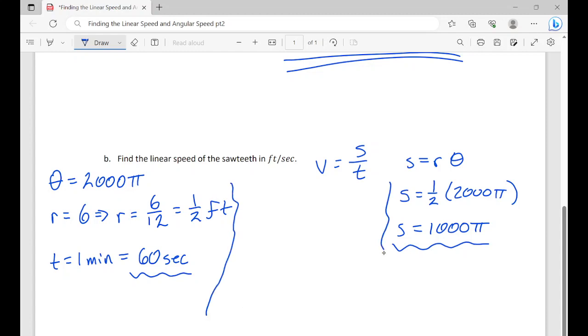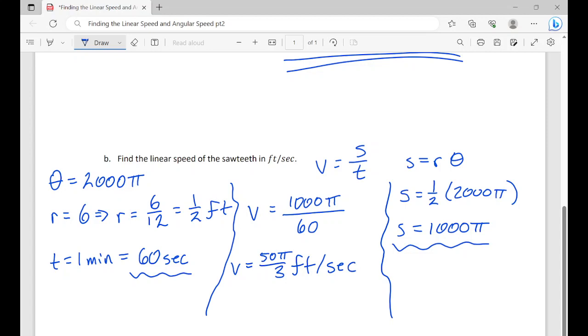So now v is equal to 1,000 pi, and that looks like a 6. Let me fix that. 1,000 pi over 60. And when we simplify that down, v is going to equal 50 pi over 3 feet per second.